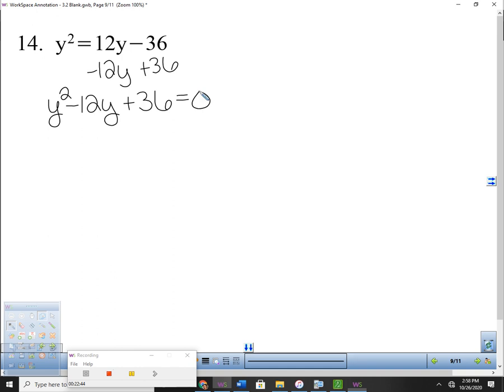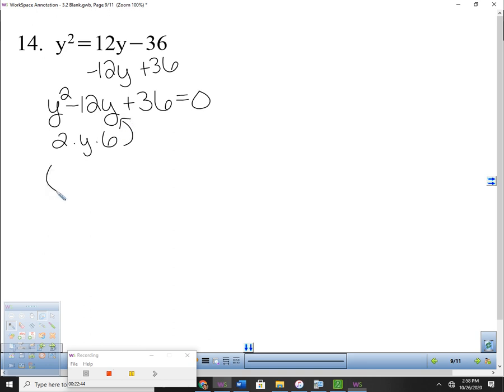So you'll want to move to whatever side makes it easiest for you, right? You don't want a negative y squared. That causes problems, okay? So I'm going to check to see if this is perfect. Is y squared a perfect square? Is 36 a perfect square? Do you have a plus sign? And then 2 times square root of the front times square root of the back. Does that make the middle?